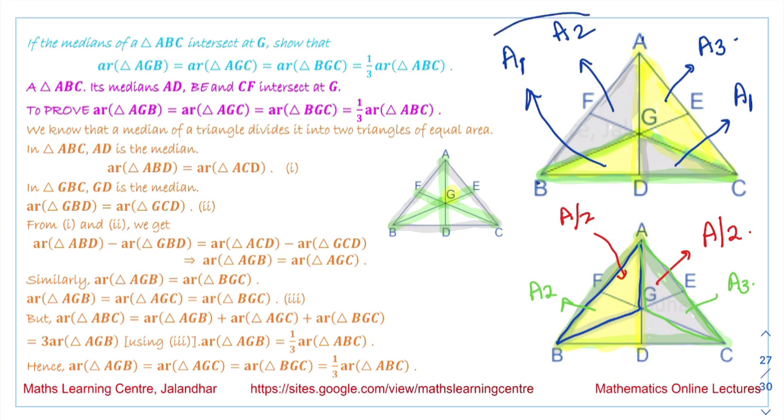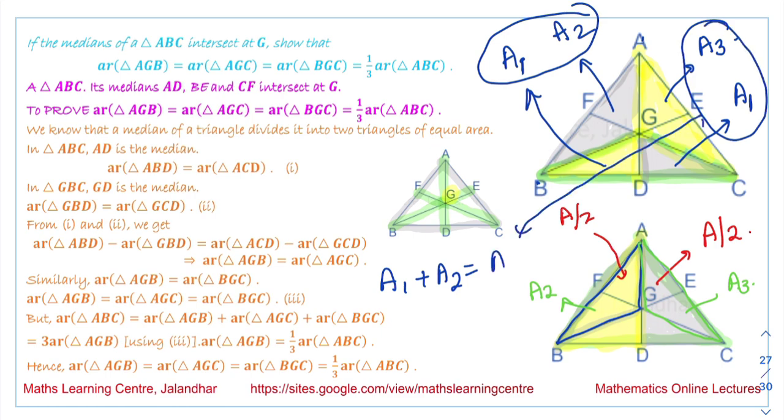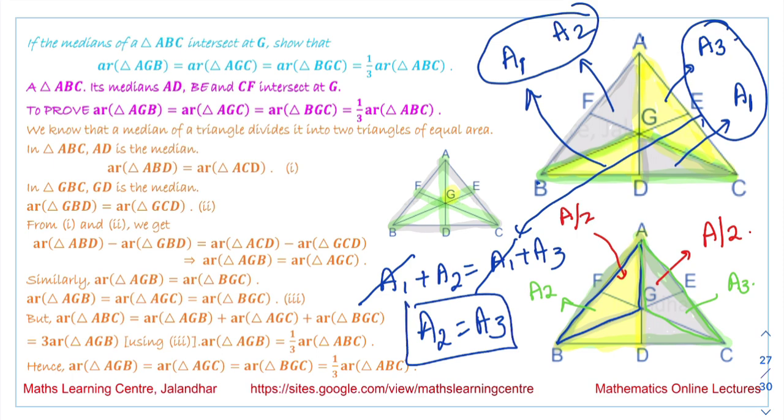Total area ABD is A1 plus A2, and that is equal to this total area A1 plus A3. A1 gets cancelled, so what we are left with is A2 is equal to A3. So this is our first part, that the area of BGA and the area of AGC, both these areas are equal. This is what we have to prove in our first part.